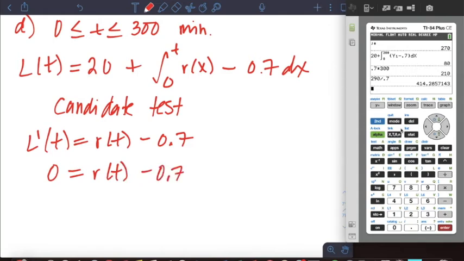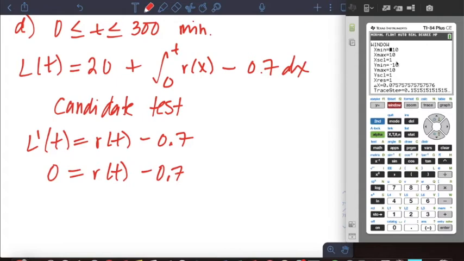So on my calculator, I'm going to make a new equation in y2, r of t, so that's y1 minus 0.7. And when I view this, I don't want to look at y1. I am going to change my window though. Because I'm looking for something between 0 and 300, I'm going to make it negative 10 to 300. It doesn't matter what your negative value is. The scale, we can go by 50s. The y min and y max, it really doesn't matter because I'm concerned with finding zeros. Okay, so let's see what this graph looks like.